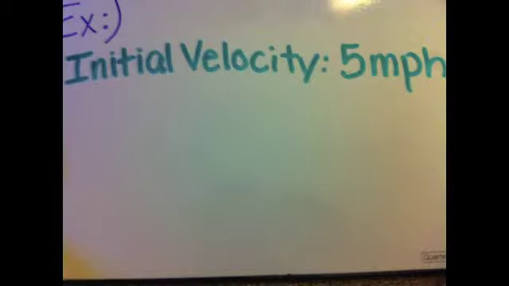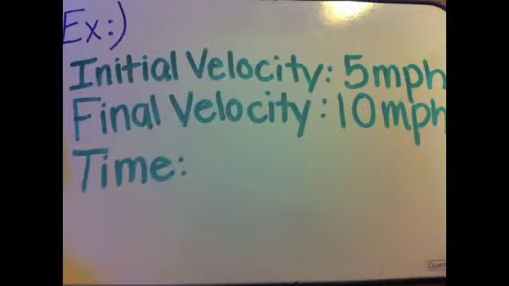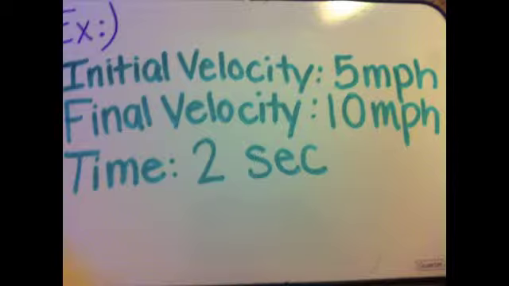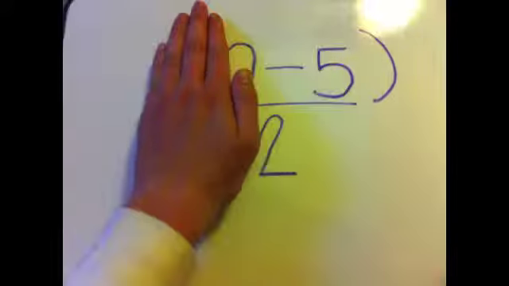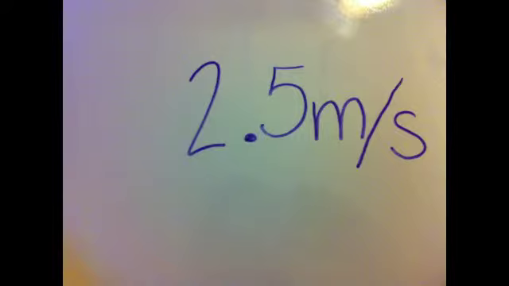Say you're driving a car at an initial velocity of 5 miles per hour and then accelerate to a speed of 10 miles per hour in a time of 2 seconds. Let's plug it in to find the acceleration. You need to find the quantity of 10 minus 5 divided by 2. The answer is 2.5 meters per second.